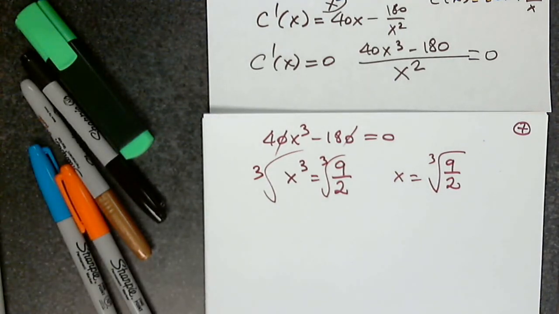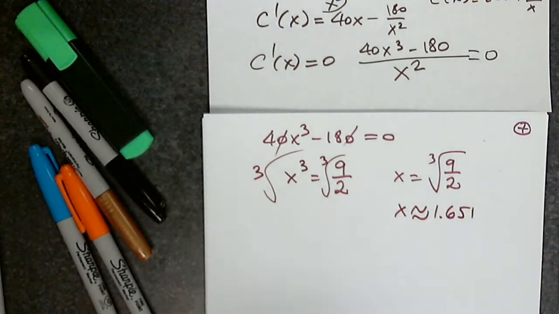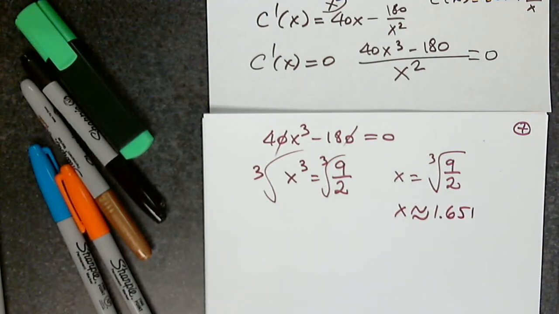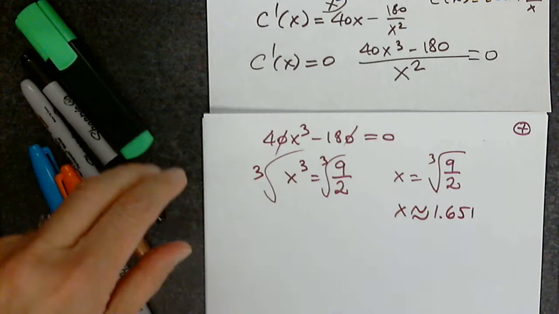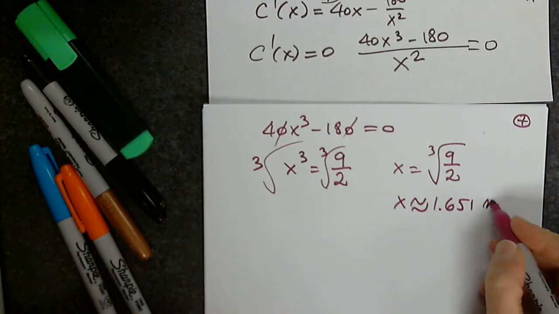I will approximate this as parentheses 4.5, which is 9 divided by 2, raised to power 1/3. You can do it the way you like. Okay, and this is 1.651, approximately. And I don't remember what was the measurement unit. Anyone remembers? I don't even remember which problem we're doing here with the cost. So x was in feet or meters? Very good, thank you.